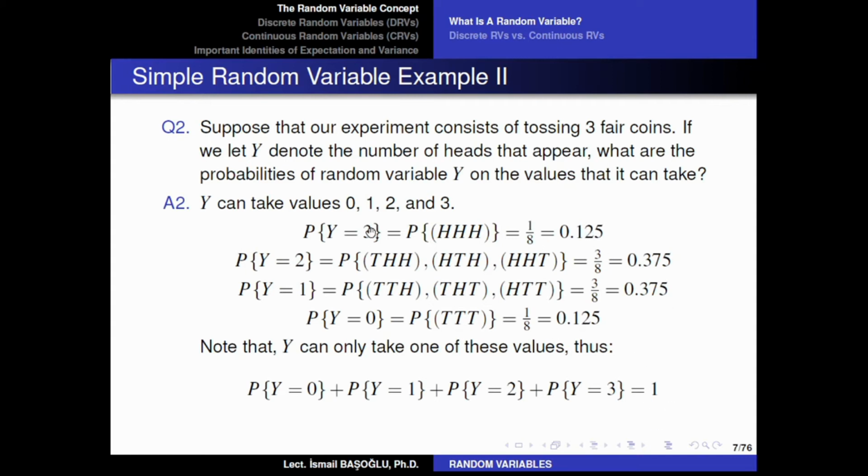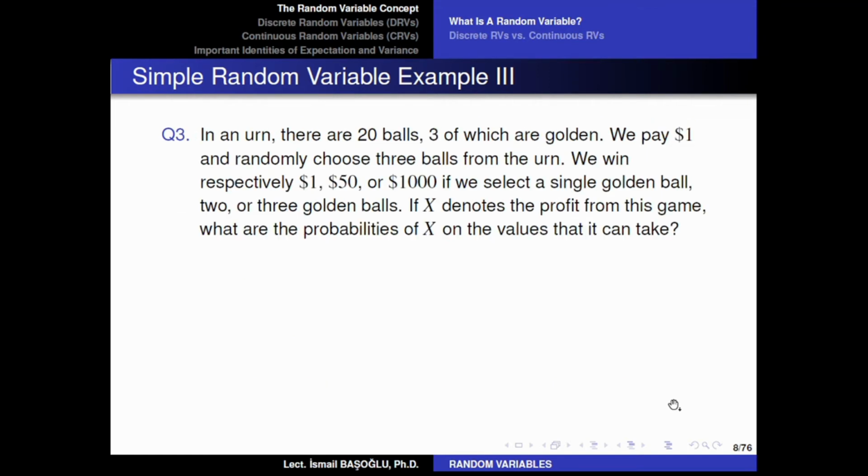We have 4 possible cases for Y. Y can take on 4 different values with 4 probabilities, and these probabilities sum up to 1. Now, let's solve another example.